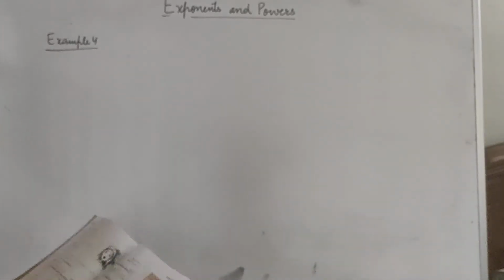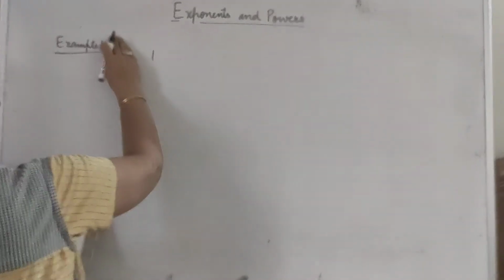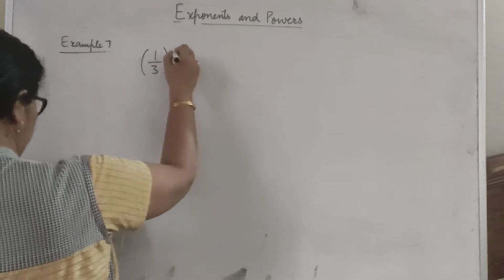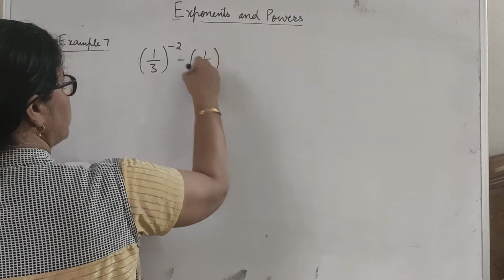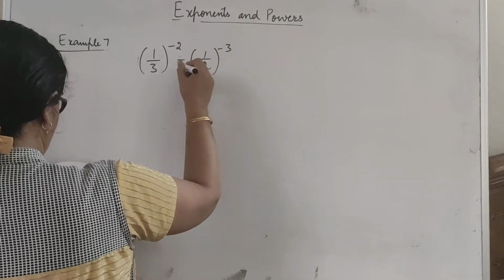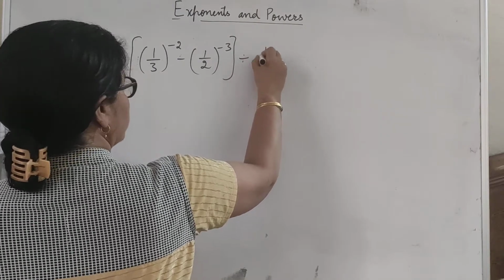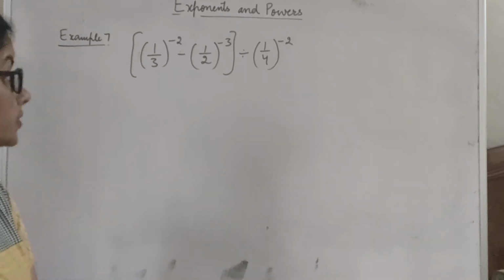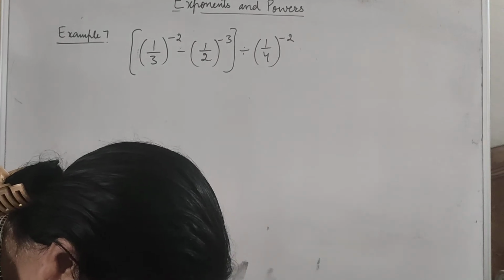Now let us do one more question. This is example 7: (1/3) raised to the power minus 2, minus (1/2) raised to the power minus 3, divided by (1/4) raised to the power minus 2. Here he is saying simplify it. How will we simplify? See this, and here divide, the sign is of minus.